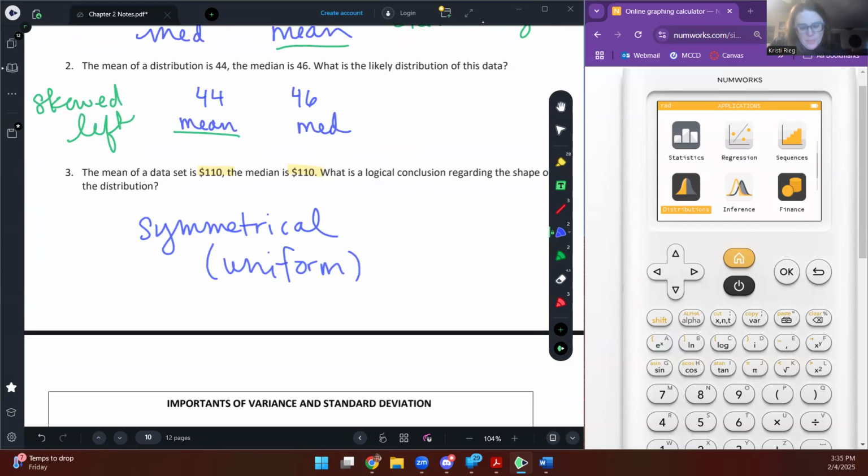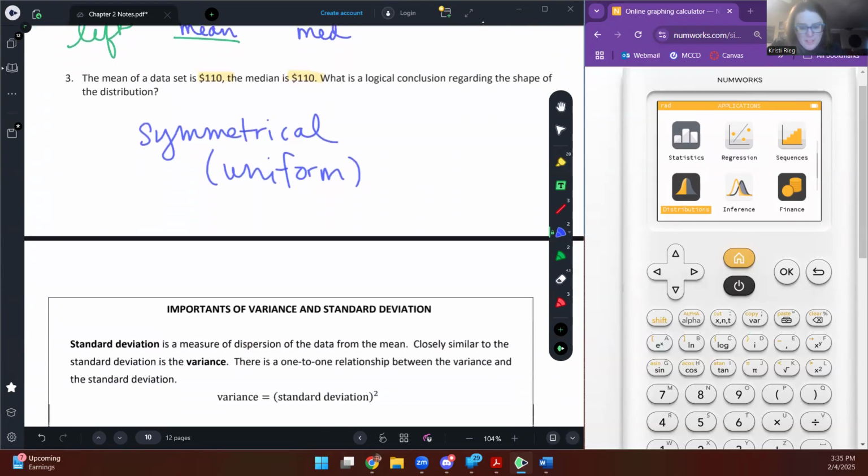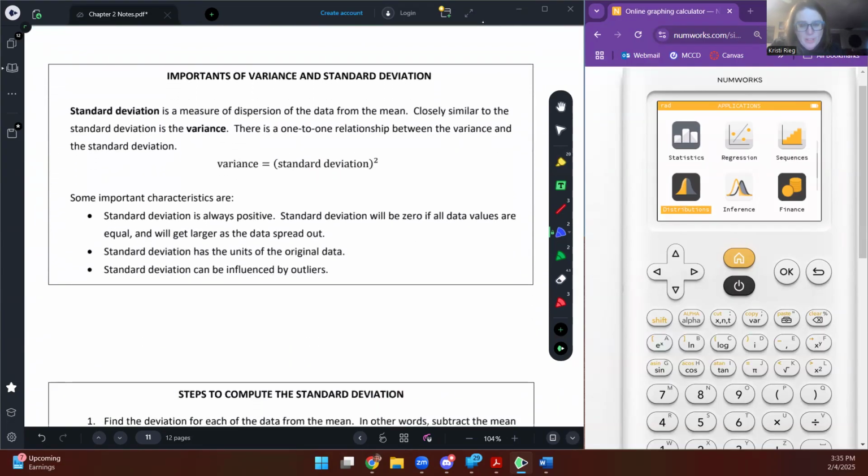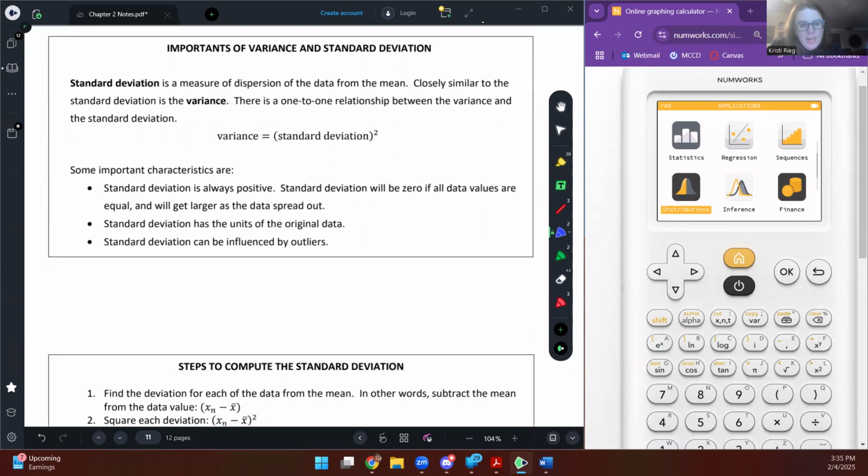Okay. That's it for skew. Skew isn't very exciting. What I want to talk about is variance and standard deviation. Standard deviation is the measure of dispersion of data from the mean. In other words, we have the mean in the middle. How far out is the data? The farther out it is, the bigger the standard deviation.